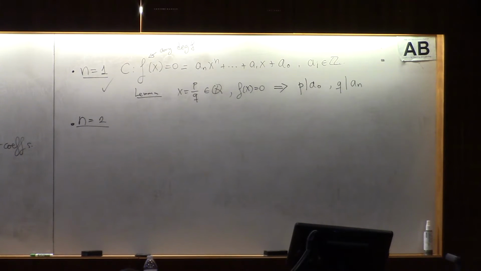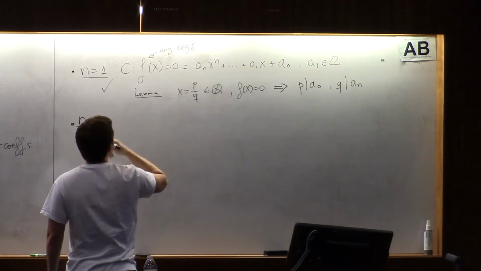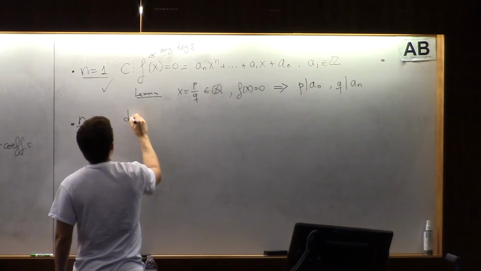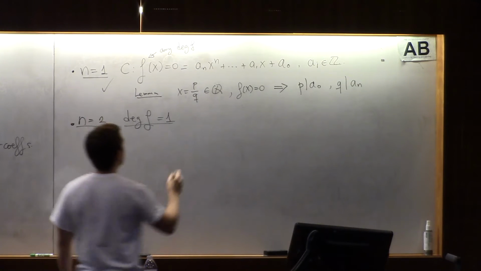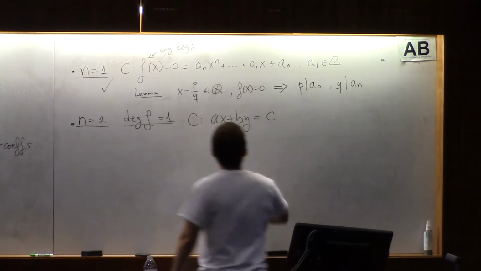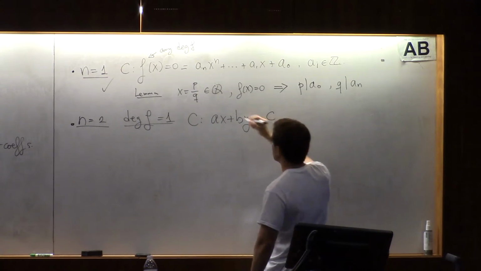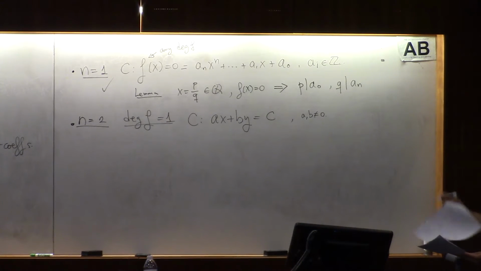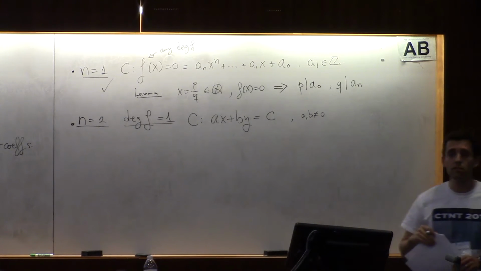So what about n equals 2? Now we're talking about a polynomial in two variables, so it's a curve in the plane. Let's start easy. The degree of f is 1. Then ax plus by equals c. Let's assume, so it's not one variable, that a and b are not 0. Are there rational solutions on the line?